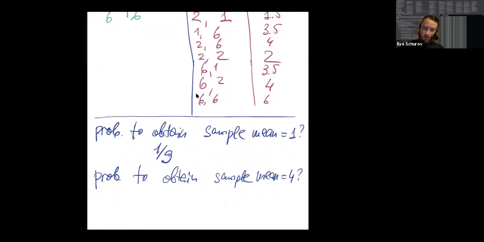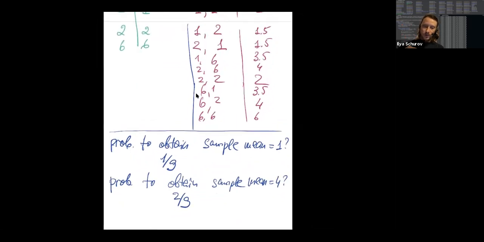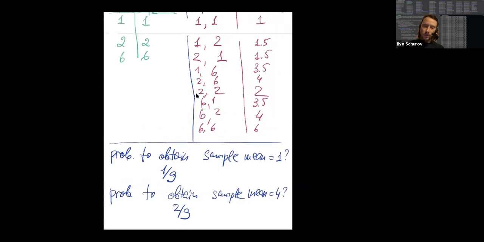sample mean four, we have probability to obtain this sample mean that is equal to 2/9. So we see that we have two ways to obtain this four. We can obtain it using 6, 2 or 2, 6. But we have only one way to obtain value one, only 1, 1.